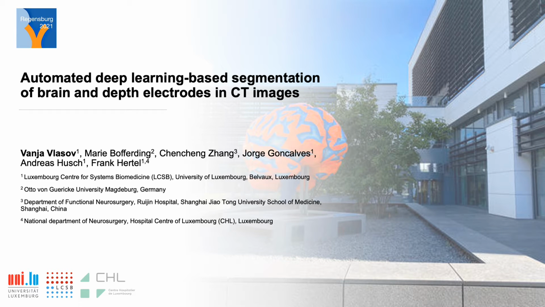Automated deep learning-based segmentation of brain and depth electrodes in CT images. A poster presentation for BVM 2021 given by Vanya Vlasov.